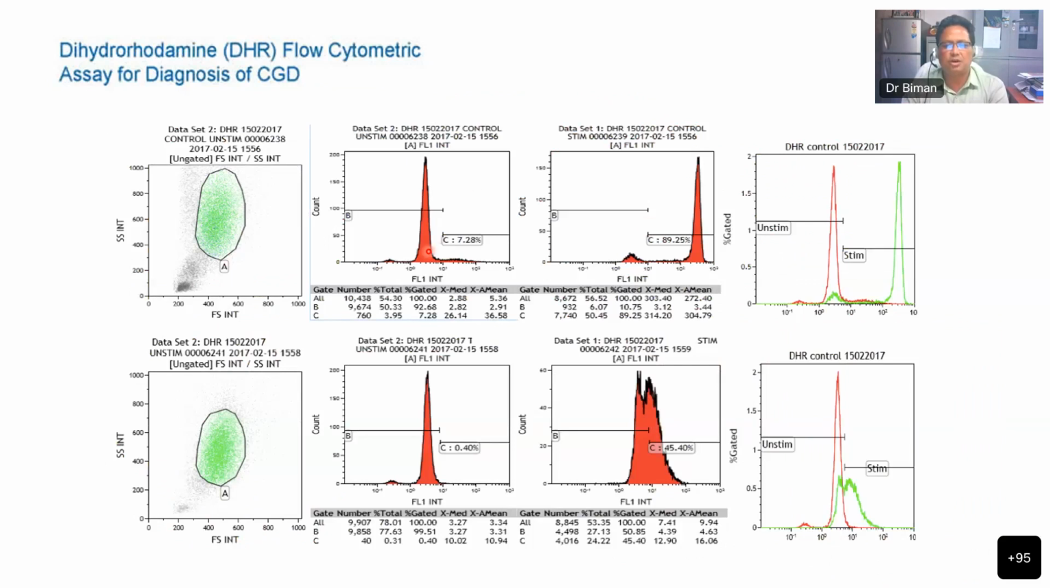You can see in the normal control there's a shift in the DHR oxidation. There's a shift to the right, but in the patient you see that there's no shift. So this gives you a diagnosis of CGD. DHR is a very simple test. It doesn't cost much. You just need a flow cytometer and a DHR dye and some PMA, or even you can use yeasts to stimulate the neutrophils. Simple test, but gives you a lot of information.